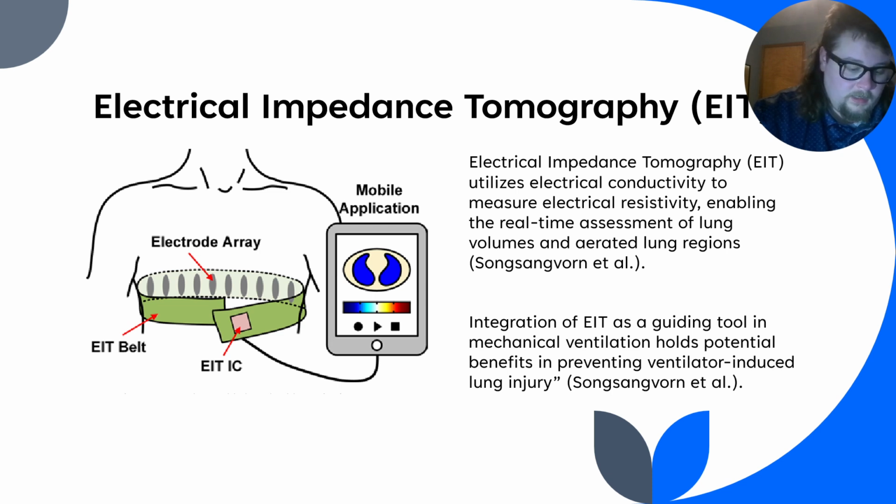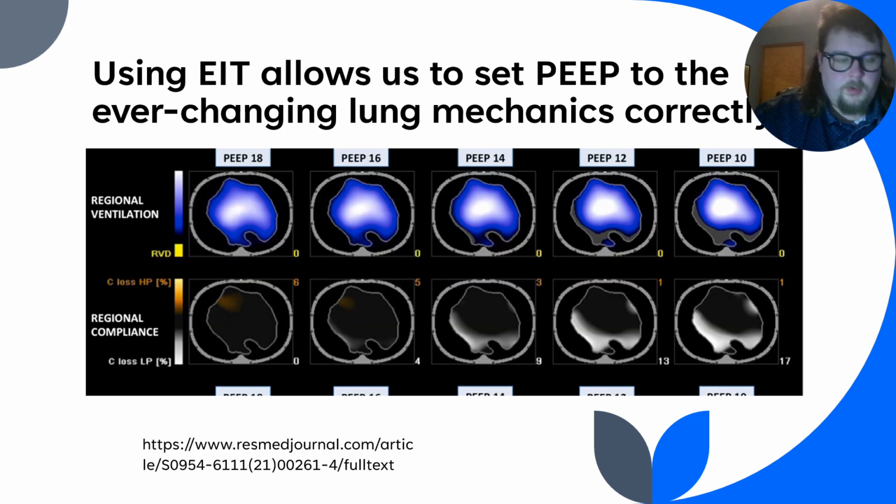EIT utilizes real-time individualized PEEP adjustments, improving respiratory mechanics. EIT is a guiding tool for mechanical ventilation and holds potential benefits in preventing ventilator-induced lung injuries. So when we're doing those lung recruitment maneuvers, we can actually see in real time what region we're actually recruiting, either distal, proximal, bilateral, or unilateral. So this is a good way to precisely do that.